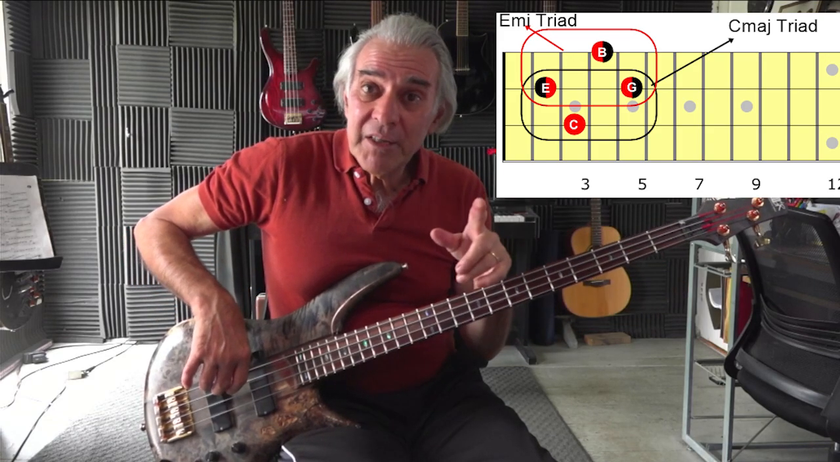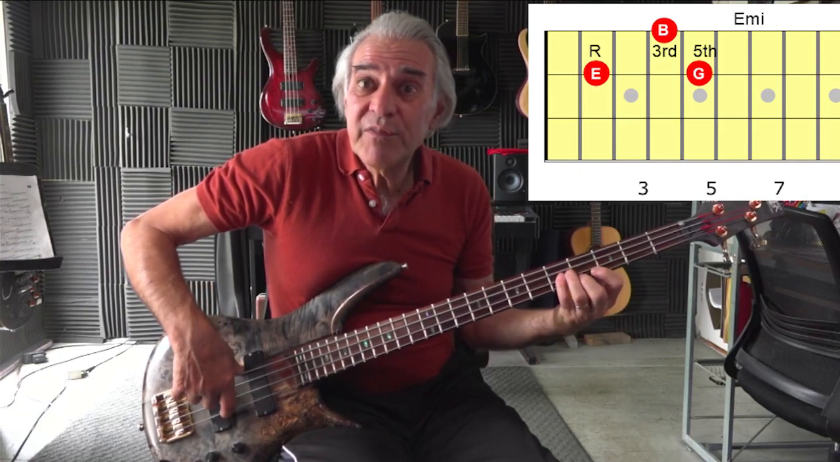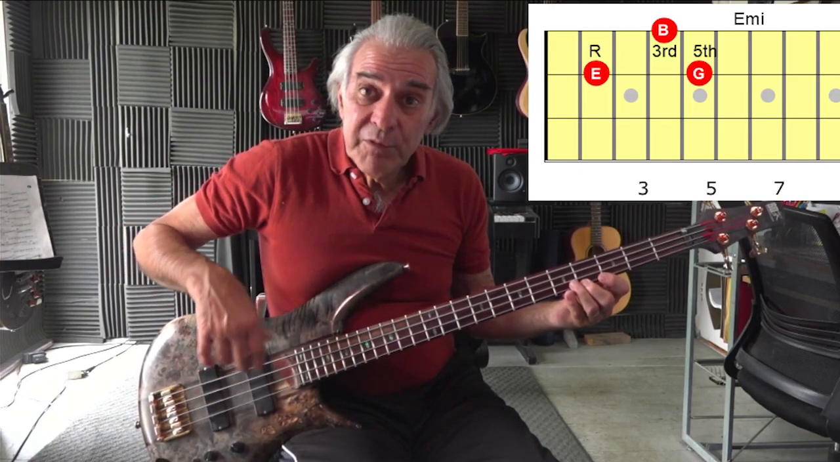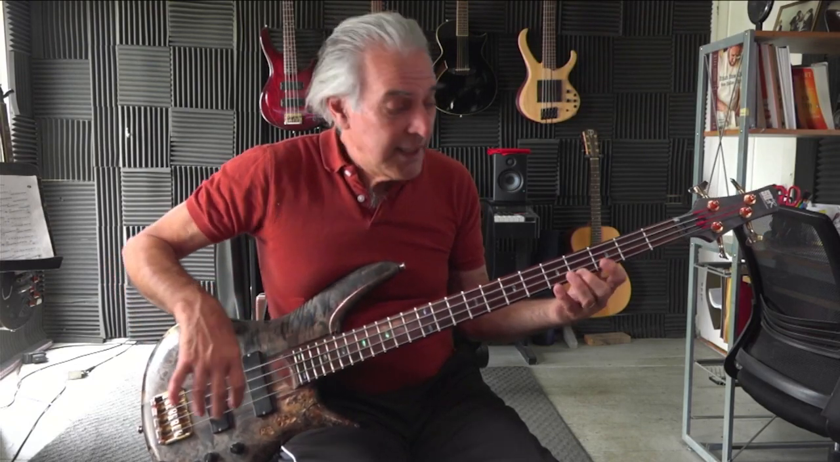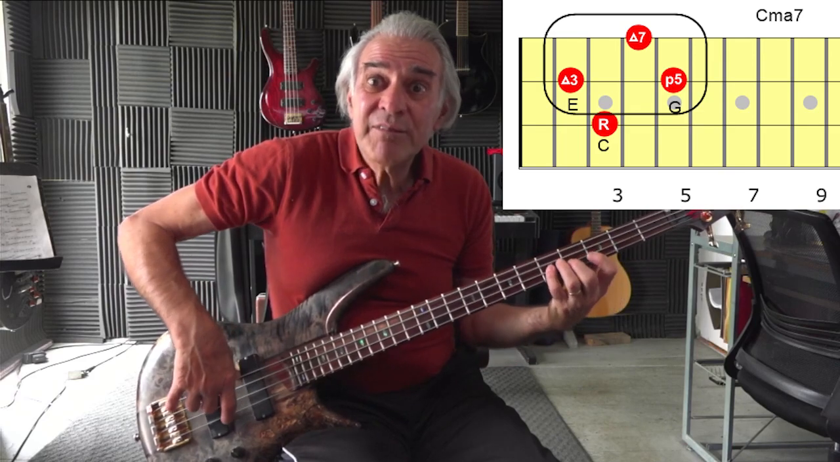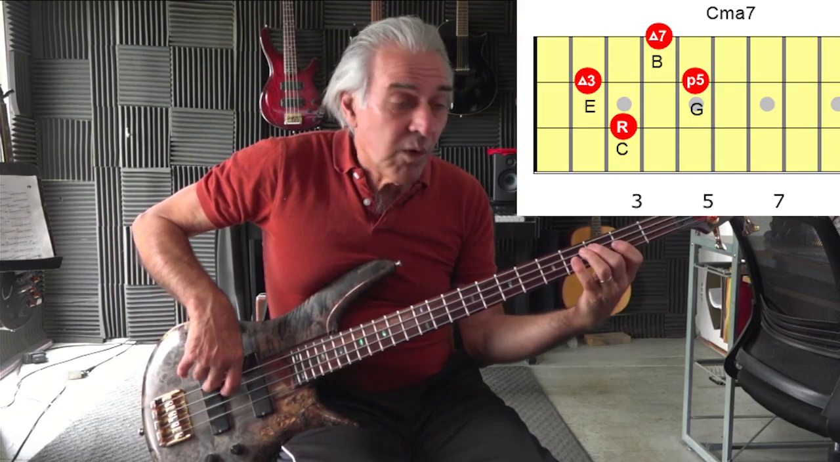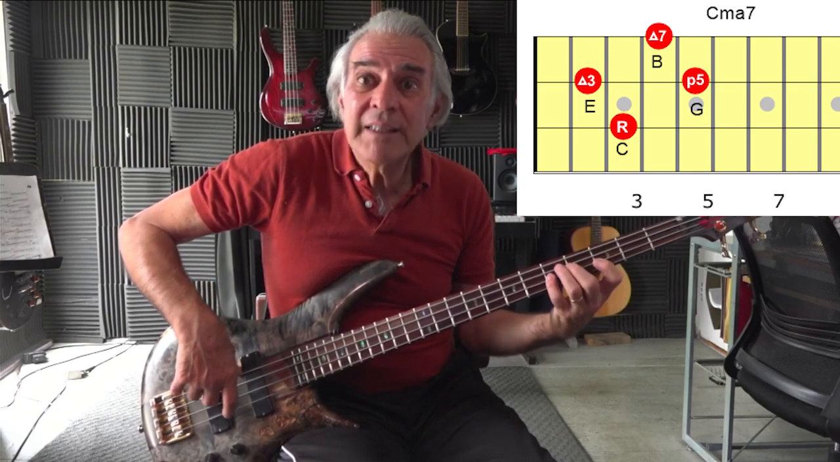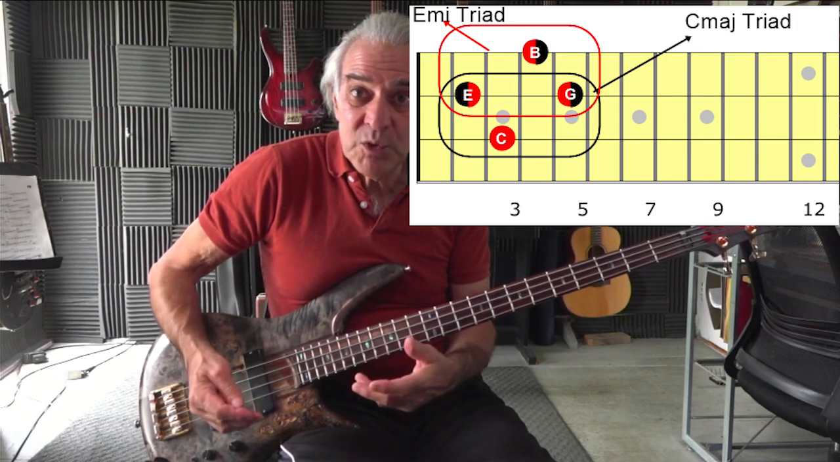Now let's look at another way. We're looking at the E minor now as root, flat 3, 5th. But if you want to look at it from the perspective of a C chord, it would be a 3, 5, 7. So if you play them both together, you have 1, 3, 5, 7. A C major chord with an E minor chord on the top.